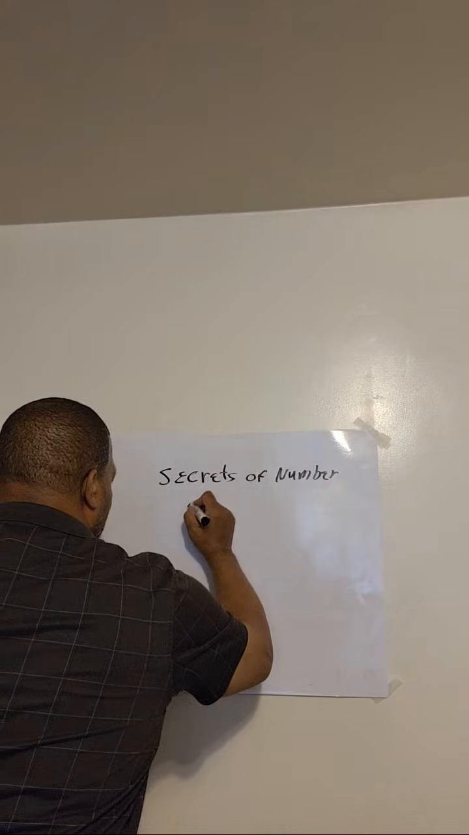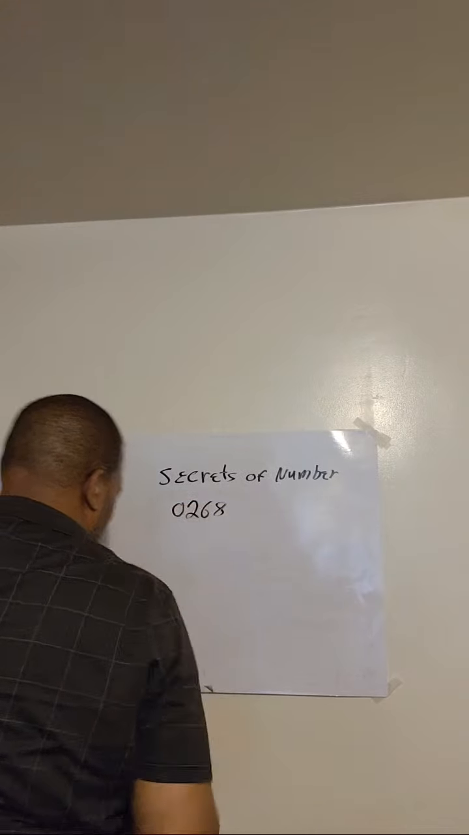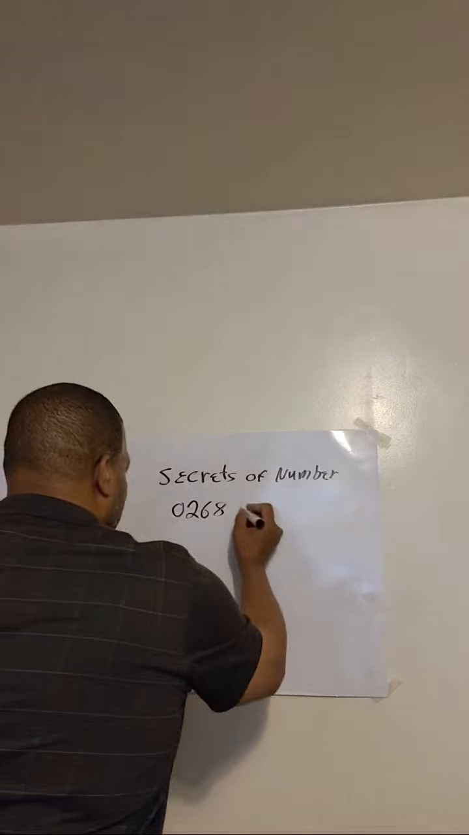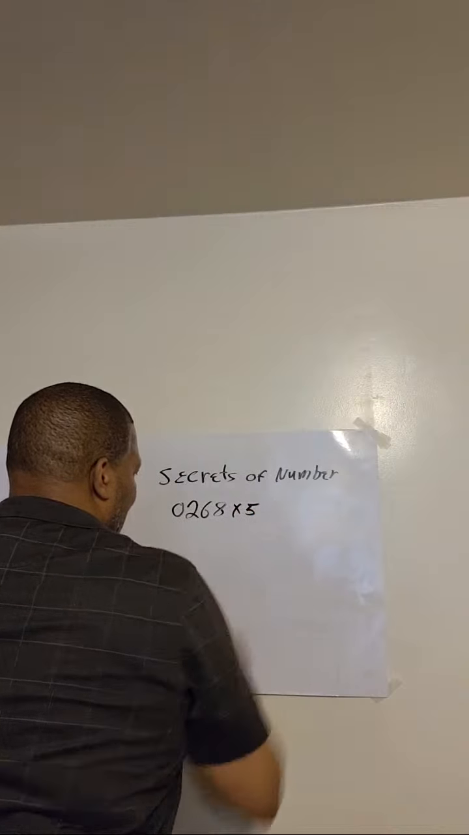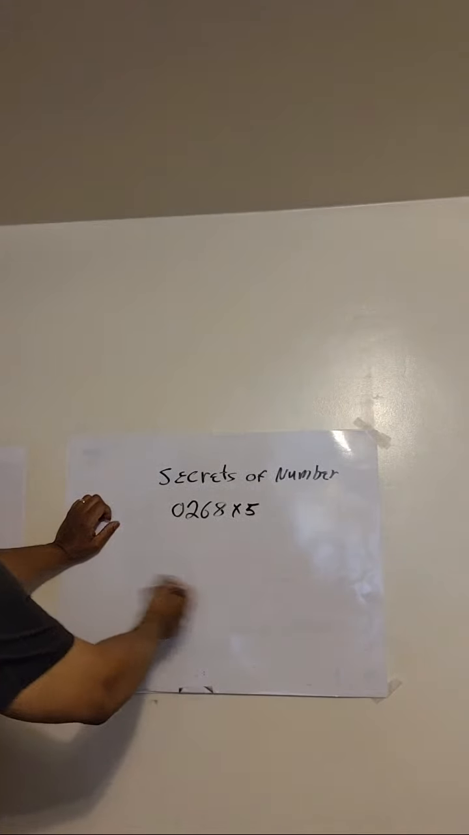Let's do this here. Let's go 2, 6, 8. Put 0 as a placeholder. Okay? Now, when we look at multiplying by 5, we're going to do something special. We're going to cut it in half. Okay? It's going to be a half measure. And we're going to always go over to the left side.